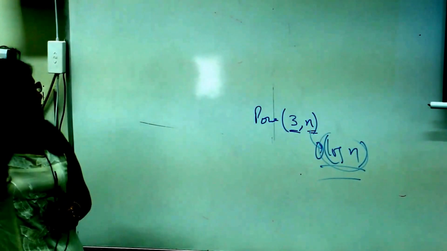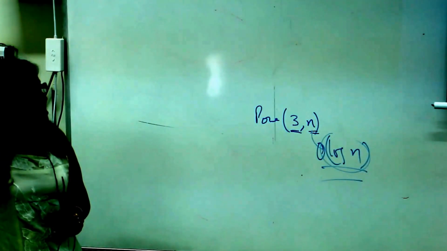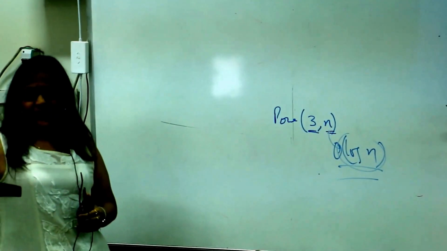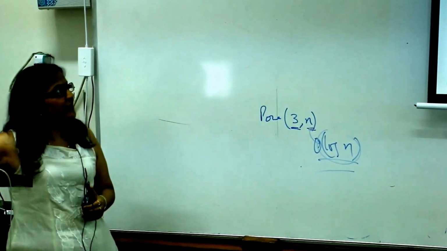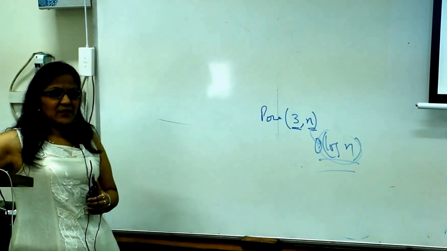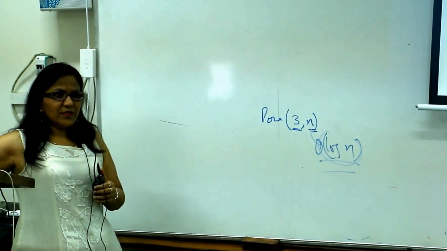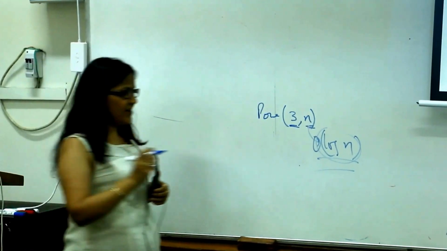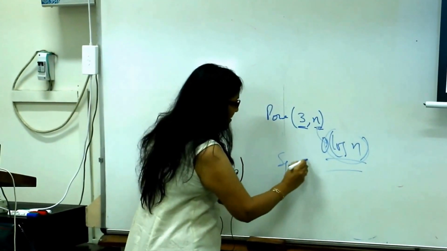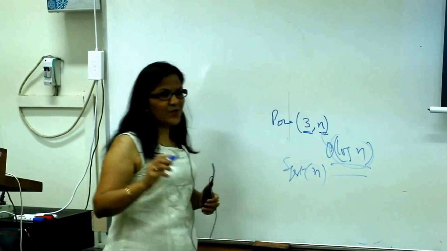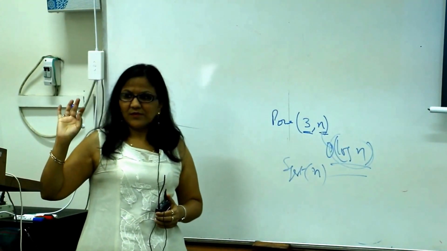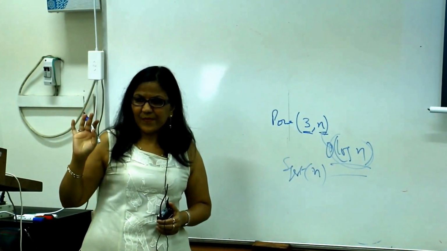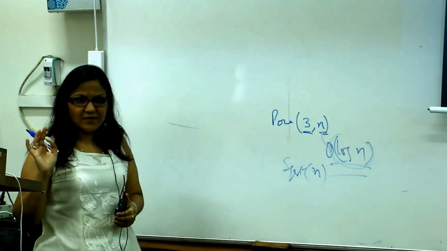Then another problem that we'll look at is computing the square root of n, and just for simplicity we assume n is a perfect square. What is the input? Input is just n, right? So what is the size of the input? Again log n, right?